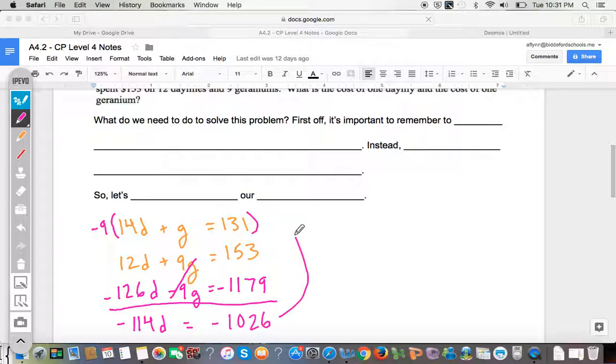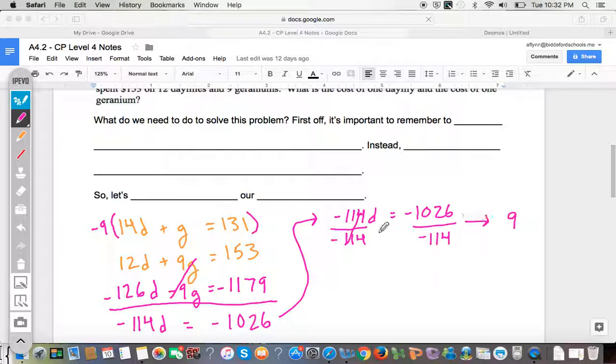So move right up here. I have negative 114D equals negative 1026. So I divide both sides by negative 114 to get the D by itself. Okay. So I get D equals 9. Okay? So what does this mean? That means that daylilies cost $9. Okay, for one daylily.